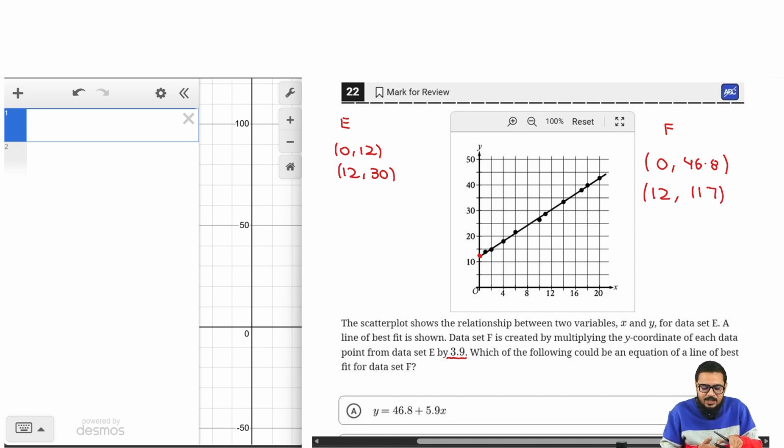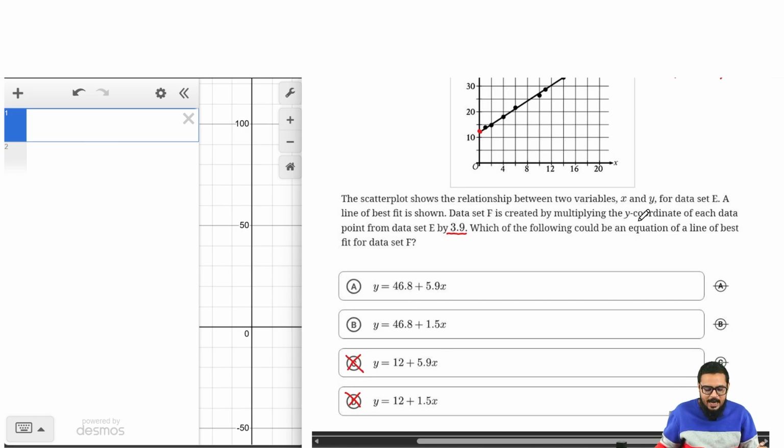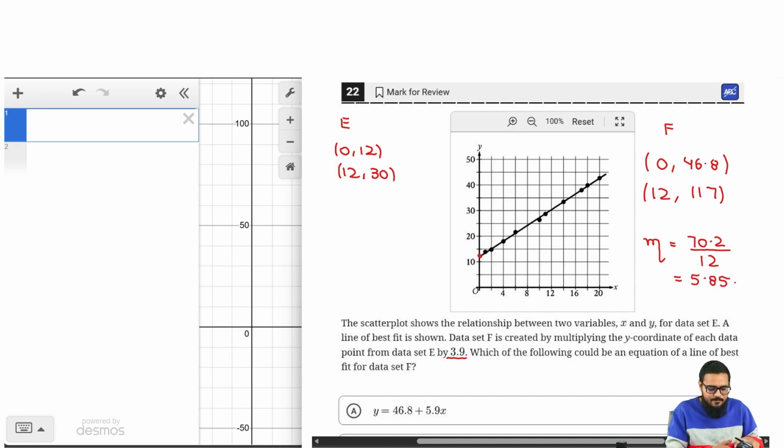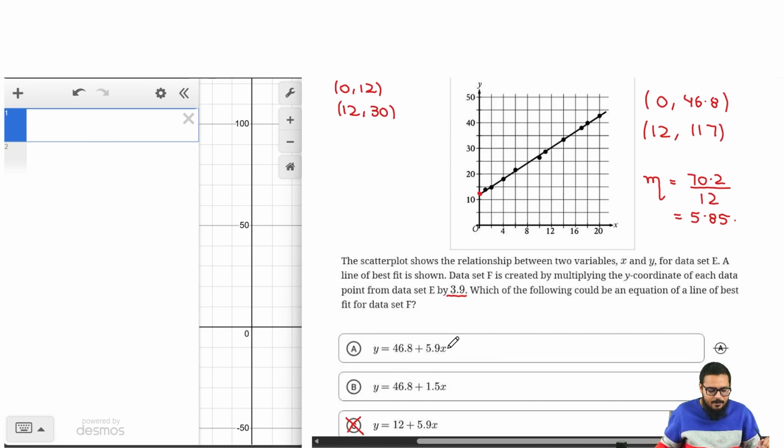If you try to find the gradient of data set F, since you already know the y-intercept of data set F, that's mentioned right over here, 46.8, you're going to do y2 minus y1 divided by x2 minus x1, change in y divided by change in x. So I'm going to type 117 minus 46.8, that comes out as 70.2. And then x2 minus x1 would be 12 minus 0 at the bottom, and that's just basically 12. So 70.2 divided by 12 comes out as 5.85. So I'm getting my slope equal to 5.85, and that's very close to the number 5.9. So I'm going to go with answer option A as the right approximated answer.